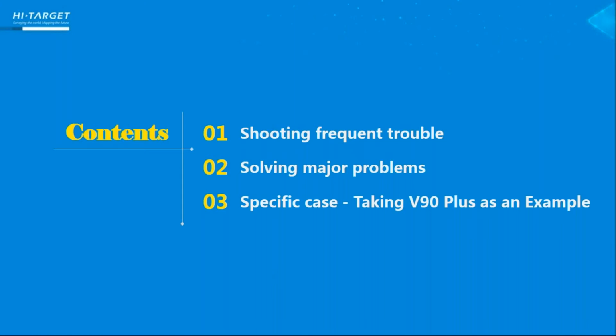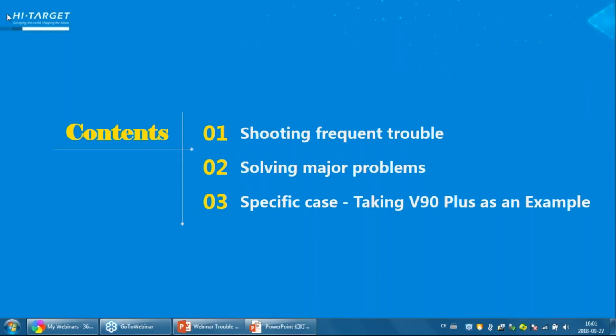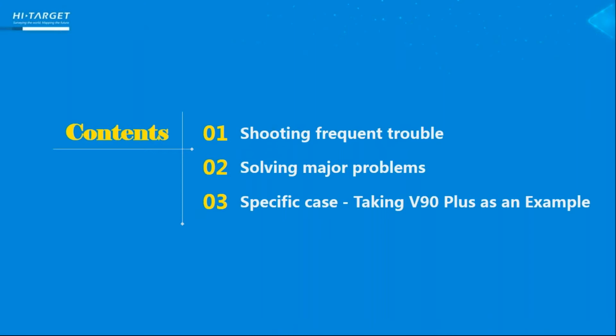Next up, there will be 3 parts included. At first, shooting frequent trouble. It means we are going to talk about how to deal with the common problems, such as the device suddenly cannot track satellites or the network drops without signs off. Then we will talk about what we need when we're handling some major problems. It's mainly about which part usually goes wrong and what tools we usually use. At last, I will take some specific debugging examples of V90 to make you know the device better.